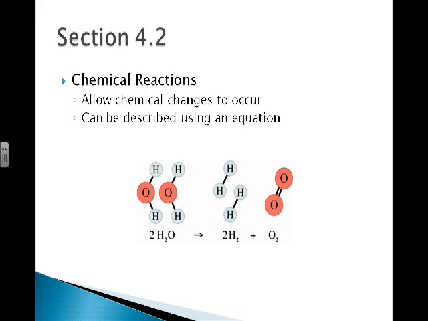For example, if we have a molecule of water that can break down to H2 molecules and O2 molecules. Up here on top you can see that we have the molecular structures represented. We have 2 molecules of water, and on this side you can see we have again 2 of the H2 molecules and 1 O2 molecule. This down here is our chemical reaction equation. We see 2 molecules of H2O will become 2 molecules of H2 and 1 molecule of O2.